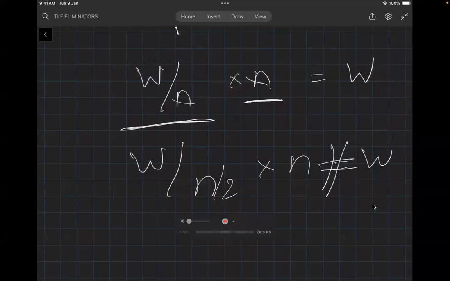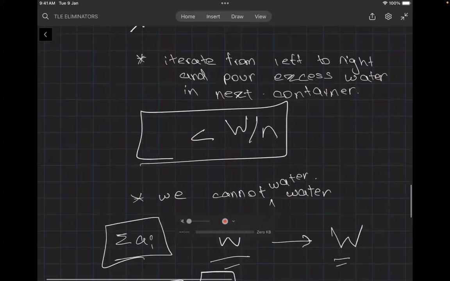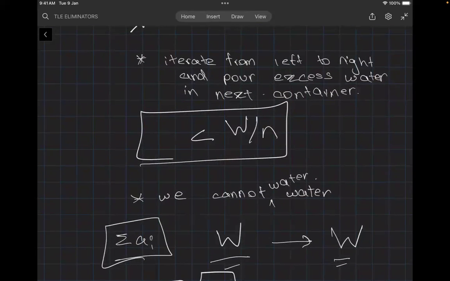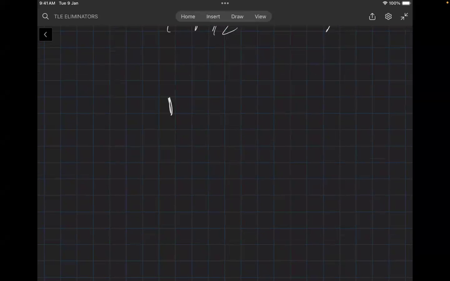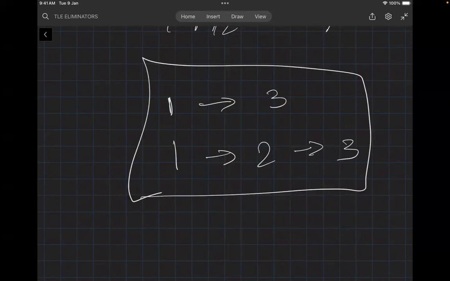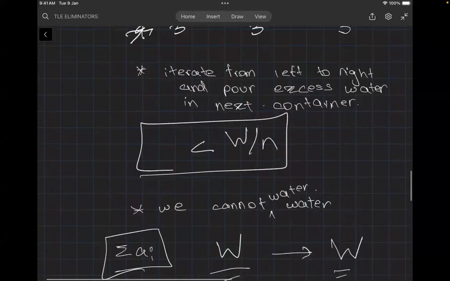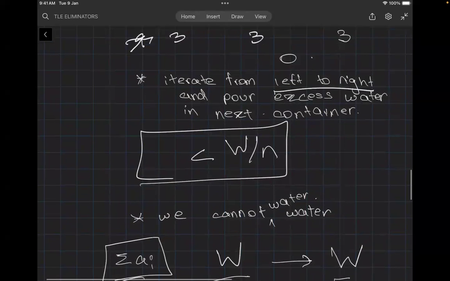What was the approach? We iterate from left to right and we pour the excess water. If there is excess water in the current container, we put it in the adjacent container. Because let's say if I want to pour water from container 1 to container 3, it's the same as pouring water from container 1 to container 2 to container 3, right? So I will just iterate from left to right, basically from 0 to n minus 1. And I know the current water.